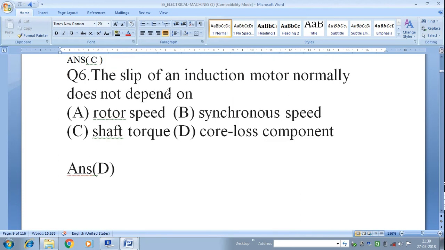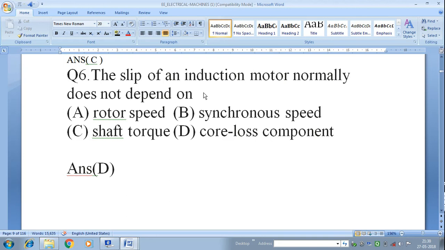The slip of an induction motor normally does not depend upon what? Rotor speed, synchronous speed, shaft load, or pole loss component. So answer D is the correct answer. This is also a direct question, and a very simple question. So already we know that slip S is equal to (Ns minus N) divided by Ns, and Ns is equal to 120 f by P. Therefore it depends upon rotor speed.